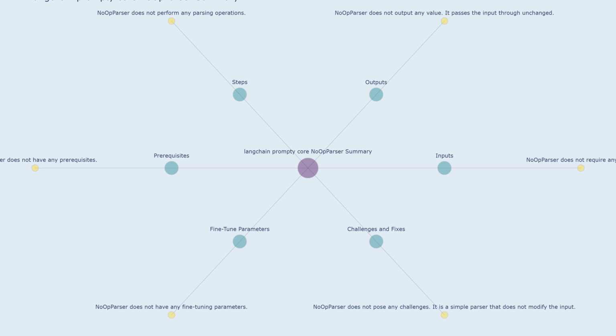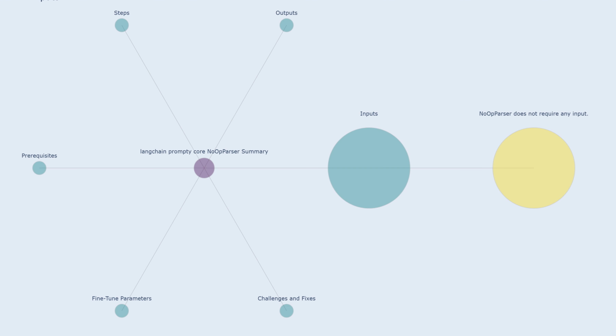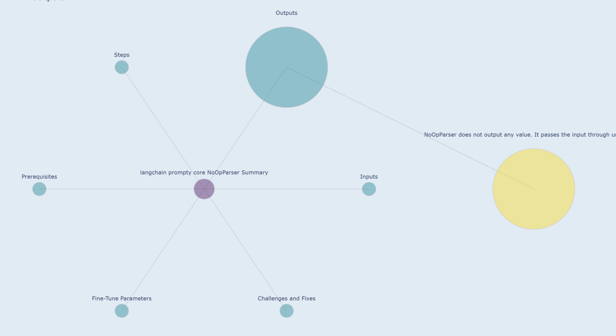Langchain prompty NoOpParser summary. Description of inputs. The NoOpParser does not require any input. It's a pass-through parser, meaning it doesn't process the input in any way. This is useful when you need a parser that simply acts as a placeholder or doesn't need to manipulate the data. Description of outputs. The NoOpParser doesn't produce any output. It doesn't modify the input in any way. So the output is identical to the input. This means the input is passed through without any changes.